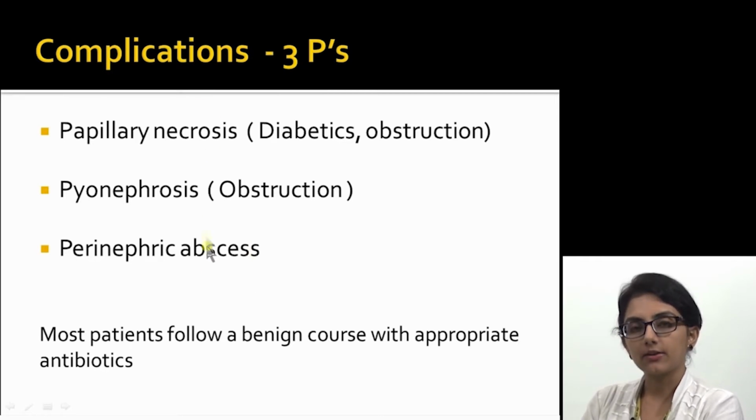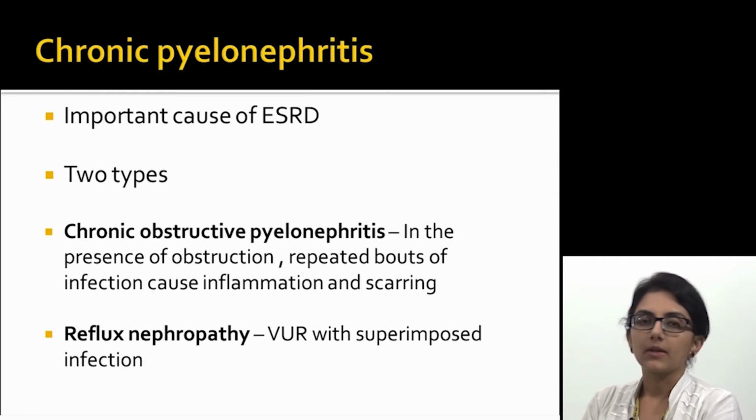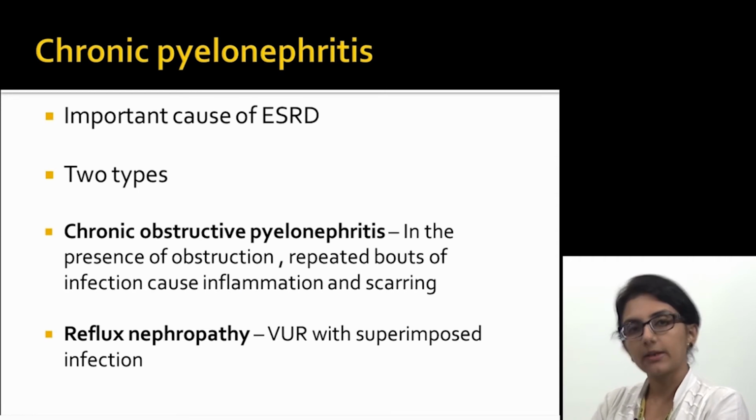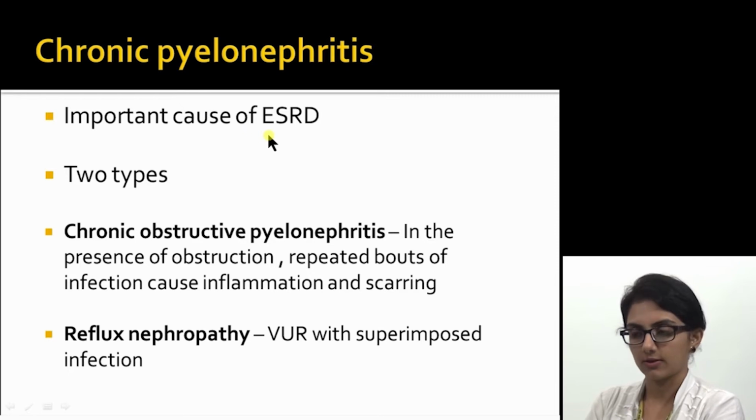But these are relatively rare, and most patients with pyelonephritis will follow a relatively benign course as long as they receive appropriate antibiotics. If a patient, however, has repeated episodes of acute pyelonephritis, there will be the onset of chronicity, and you can get a chronic pyelonephritis, which is an important cause of end-stage renal disease.